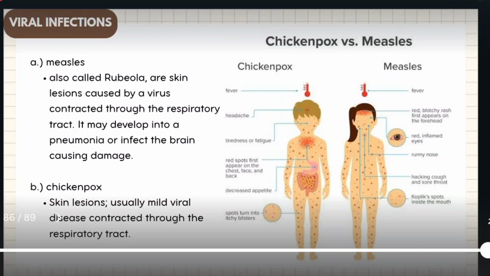And we have viral infections, the measles and chickenpox. Measles is also called rubella, a skin lesion caused by a virus contracted through the respiratory tract. It may develop into pneumonia or infect the brain, causing damage. The second one is chickenpox. It is a skin lesion, usually a mild viral disease contracted through the respiratory tract.